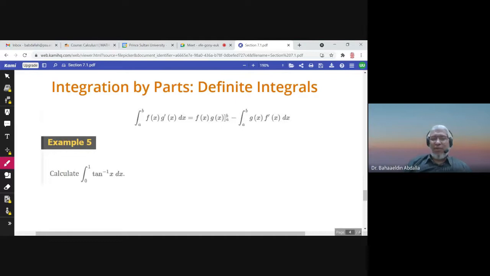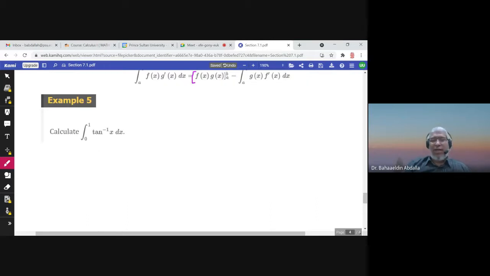Now what happens if we are dealing with a definite integral from a to b? Well, here f of x, g of x is the answer. So you evaluate f of x, g of x from a to b, and the new integral would be also from a to b. That's it.